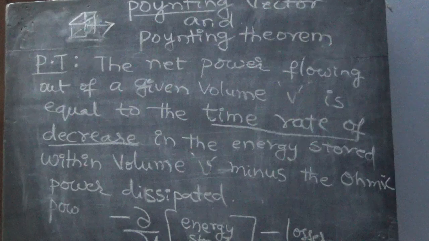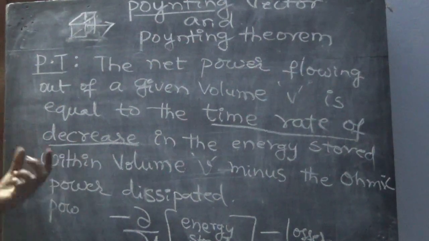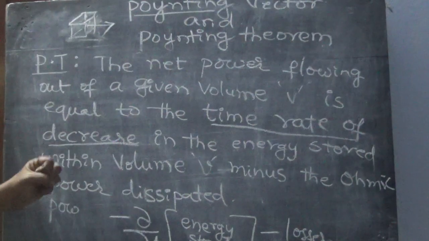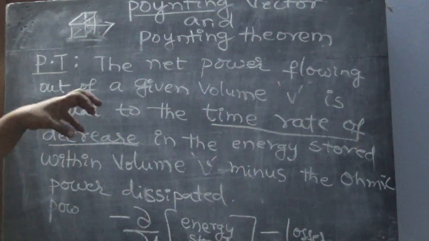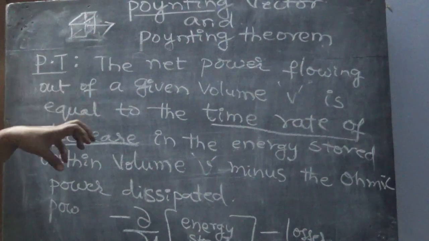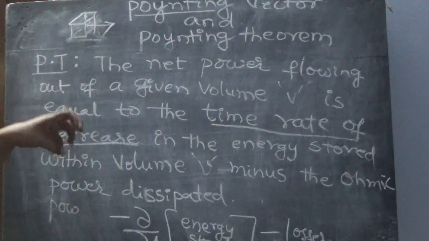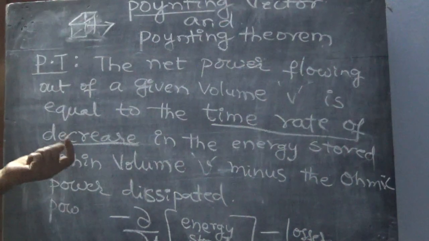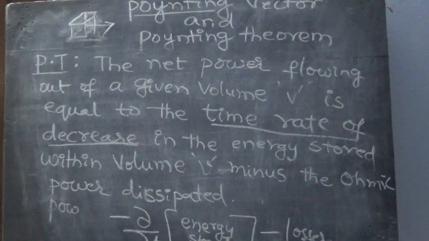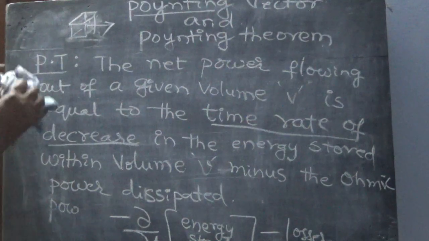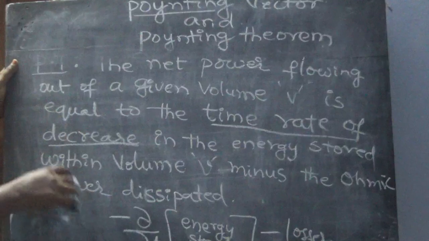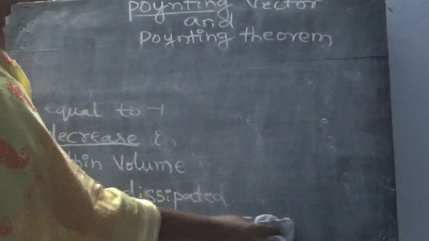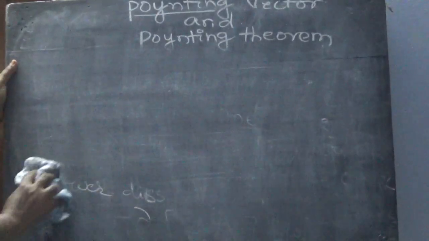So ohmic power, why ohmic power? When the movement of charge is occurring, definitely there will be dissipation, which is lost. When some energy is dissipated or converted into heat, then that is called the ohmic power or ohmic power loss. We will consider it as power loss. Now, I hope you understood this Poynting theorem. Let me explain the derivation of this Poynting theorem.